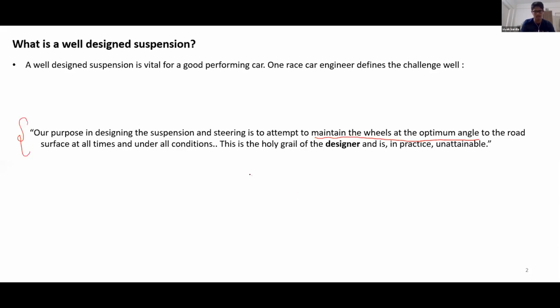What he means to say over here is that if this is the wheel and this is the road, the angle between the wheel and the road is critical. This is a three-dimensional drawing. What we would try to do is maintain the angle between the wheel and the road. We are mainly dealing with two main angles over here. I'm assuming you know the basics of vehicle dynamics.